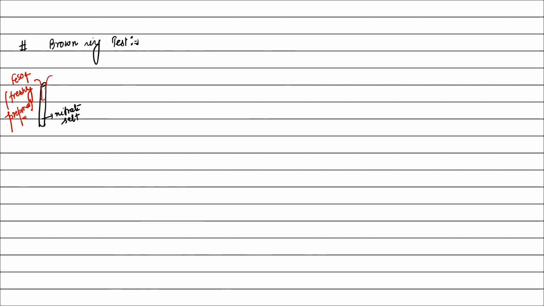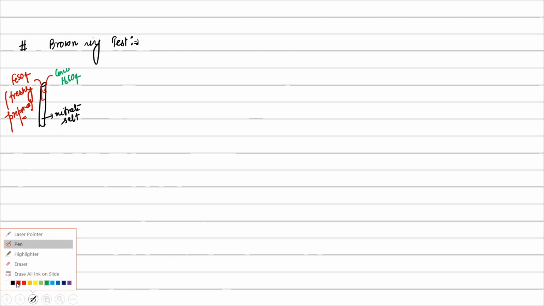And from the side we add concentrated H2SO4. At the junction of iron sulfate, nitrate, and H2SO4, there is formation of a brown ring, right? Like this, the brown ring.